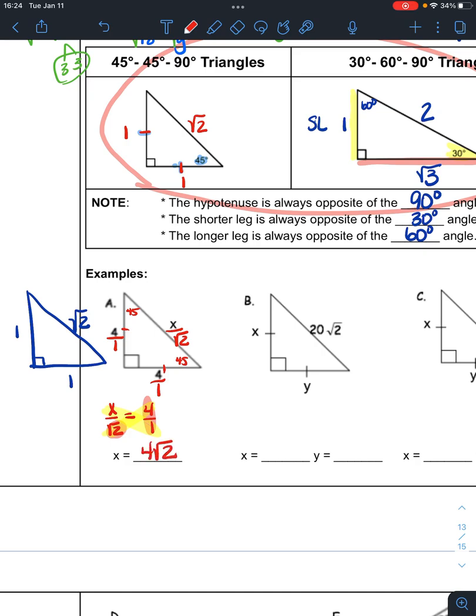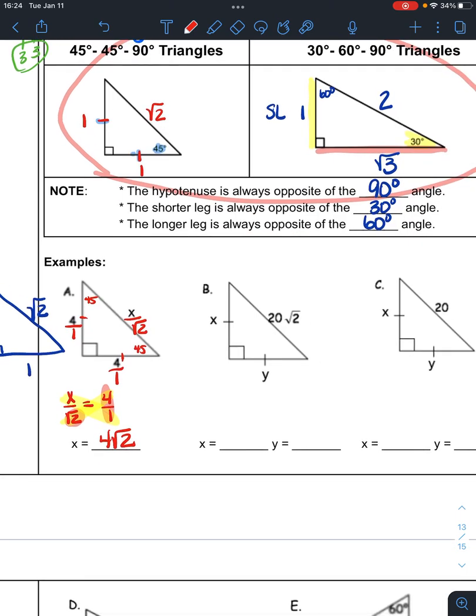4 times the square root of 2, 4 root 2. It's just like doing 6 times x, and we write 6x. It's the same thing. You can't actually do the math because the 4 is on the outside of the square root and the 2 is underneath, so you can't do anything with it. And that's the answer. So we have our sides are 4, 4, 4 root 2.